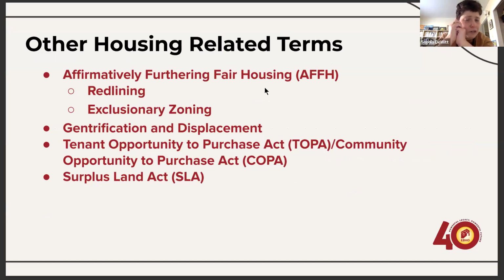All right, other housing-related terms that you may hear frequently, or you may hear EBHO folks talk about, and that are important. One is affirmatively furthering fair housing. And we talked about this a little bit earlier. Associated with that are things like redlining and exclusionary zoning. We'll get more into gentrification and displacement. And then a state law, the Surplus Land Act, and another suite of policies that are important, the Tenant Opportunity to Purchase Act and/or the Community Opportunity to Purchase Act. Next slide.